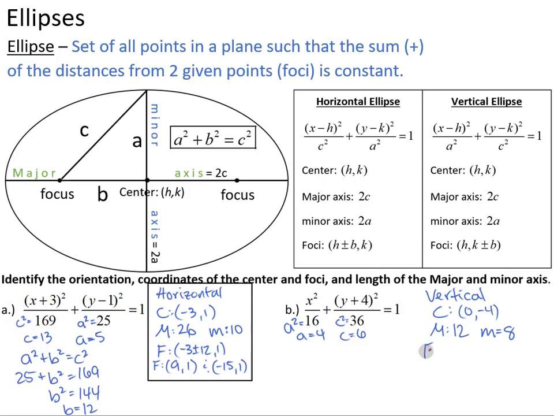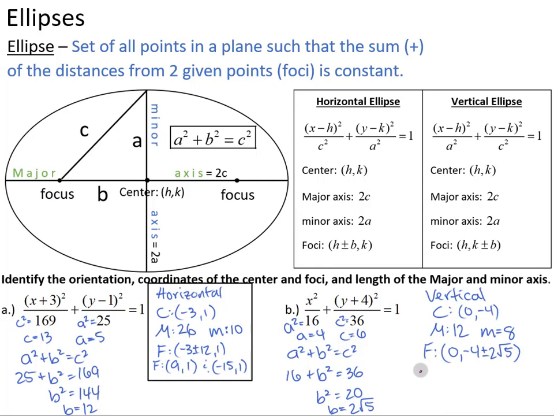Lastly, to find our foci in the more vertical direction, this time it's the y coordinate. We need to go up and down b. So h stays the same, and it's going to be our k value plus or minus b. We just need to solve for b. So again, we go back to the Pythagorean theorem. A squared plus b squared equals c squared. A squared is 16, b squared is unknown, c squared is 36. Subtracting 16, we get b squared equals 20. By square rooting both sides and simplifying, you get b is 2 times the square root of 5.